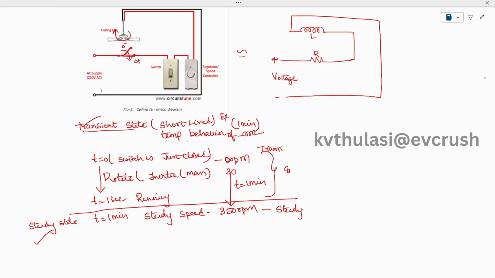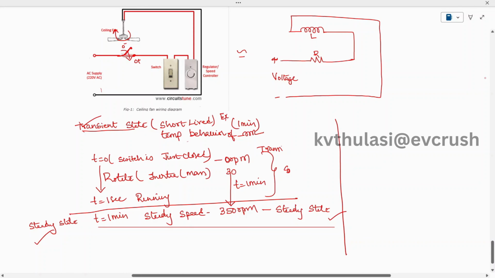After 1 minute, it rotates steadily, or this will be in steady state, where at t equal to 1 minute, the fan rotates with the steady speed of 350 RPM. Therefore, this state is called steady state. So the fan moves from transient state to steady state. This is the analogy I am comparing with the transient behavior of the fan. Now come to our original circuit. So this is a practical example.